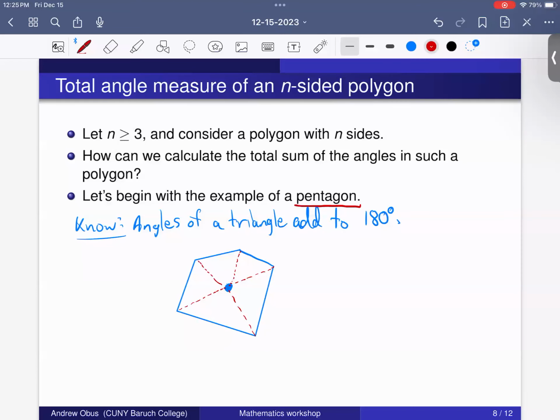So what this does is it splits the pentagon into 5 triangles. Right, so when I do this with the pentagon, it splits the pentagon into 5 triangles.